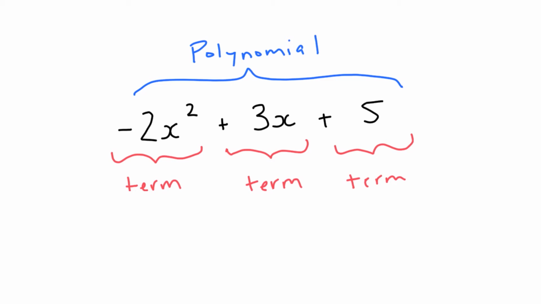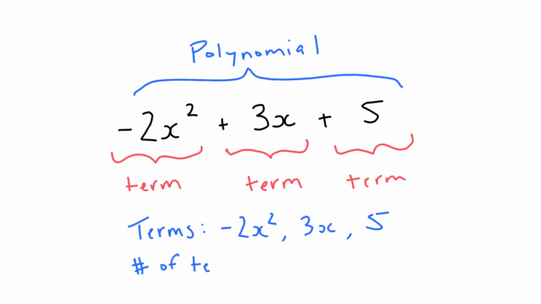Now, what are the terms in this case? The terms are -2x squared, 3x, and 5. And the number of terms? Well, I count 3, so there are 3 terms.